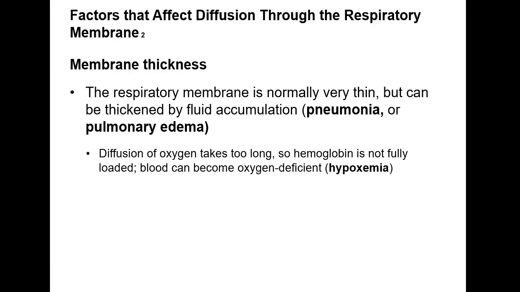We also know that we can affect this diffusion rate by affecting membrane thickness, and there are a couple of things that could do this. If you have disorders like pneumonia, where you have fluid in the lungs, or pulmonary edema, swelling, if you have fluid inside of those alveoli, it's going to cause the membrane to be thicker, and that thicker membrane is going to slow down diffusion of oxygen to where you may not be able to get enough into your blood, and hemoglobin is not going to be fully loaded with that oxygen, so you would end up becoming hypoxic, meaning you have low blood oxygen levels.